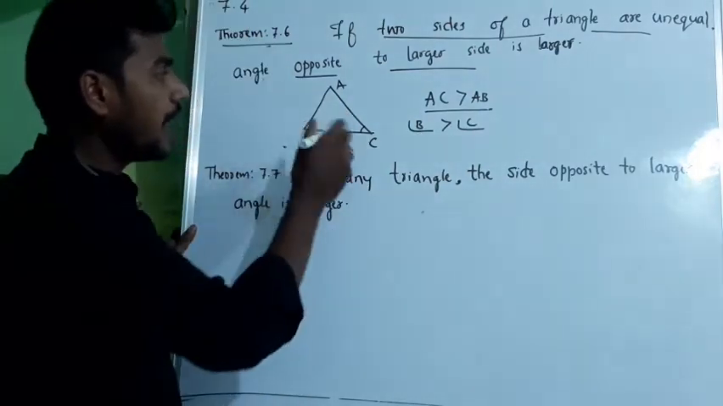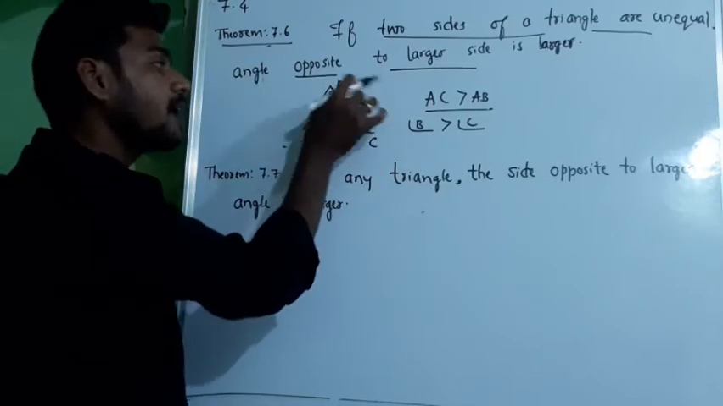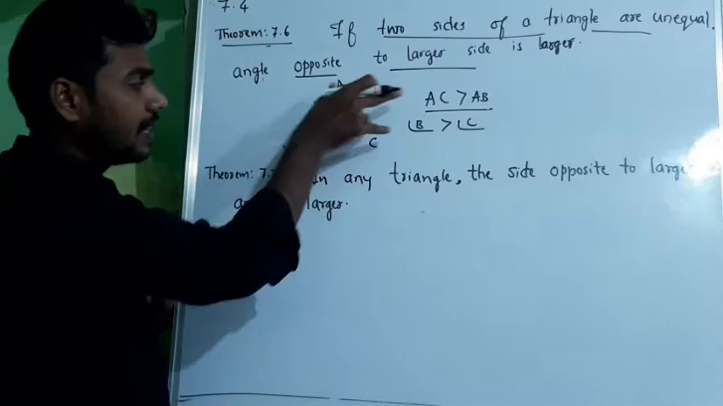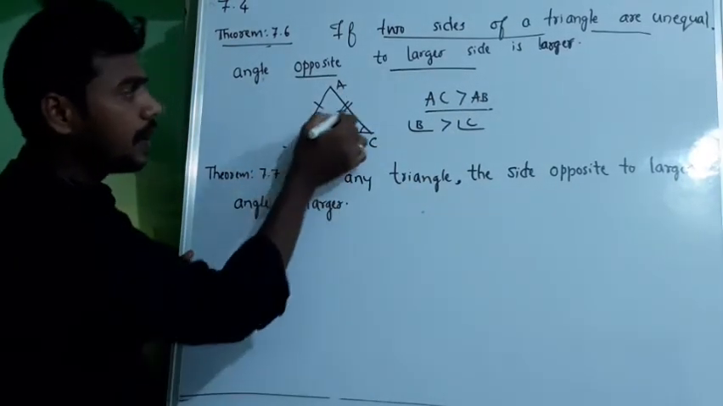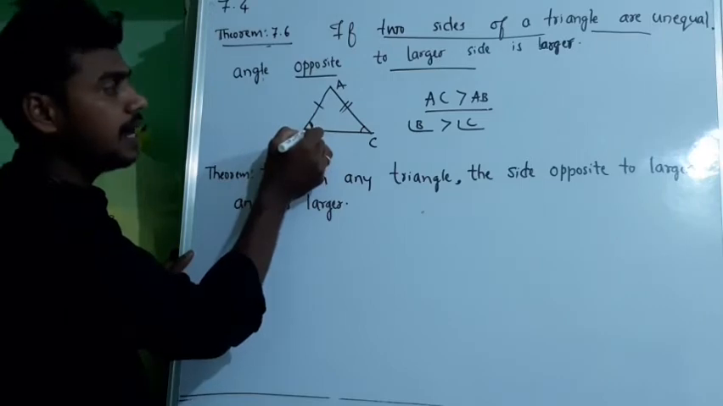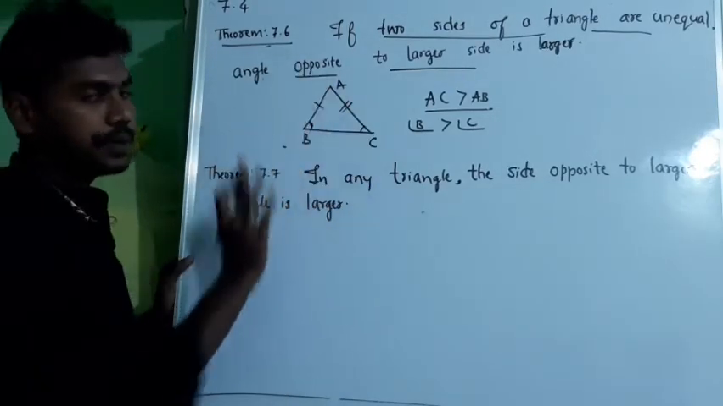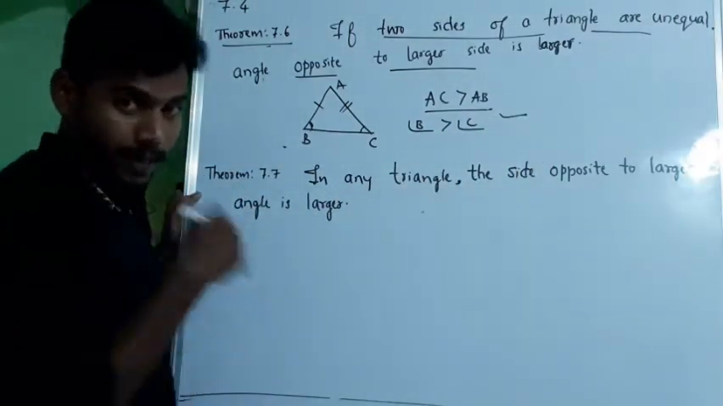So if two sides are unequal, the angle opposite to the greater side will be larger. That is the meaning. So AC is greater than AB. What is the angle opposite to it? B is the angle opposite to it. It is greater than angle C. C is opposite to AB. Okay, hope you understood.